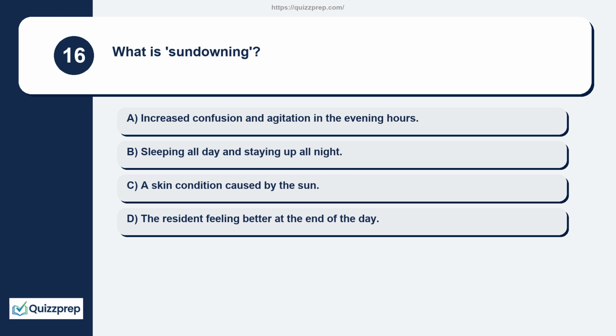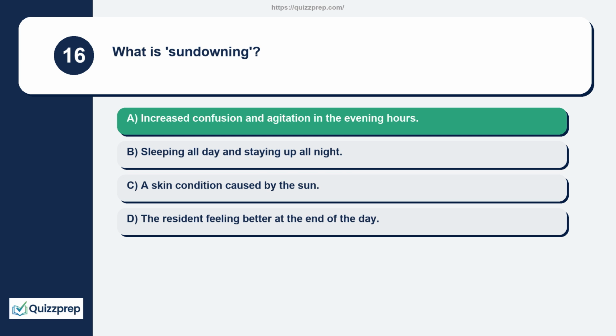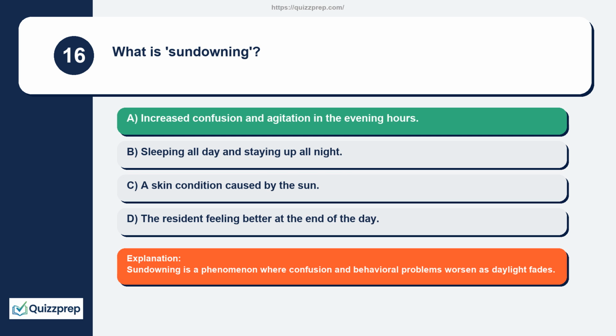Question 16. What is sundowning? Increased confusion and agitation in the evening hours, sleeping all day and staying up all night, a skin condition caused by the sun, the resident feeling better at the end of the day. Sundowning is a phenomenon where confusion and behavioral problems worsen as daylight fades.